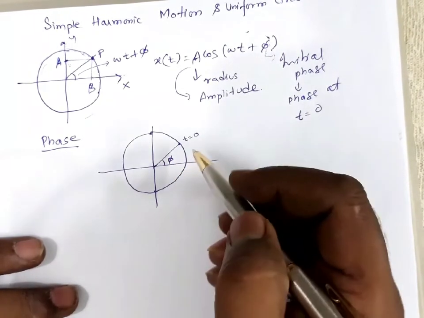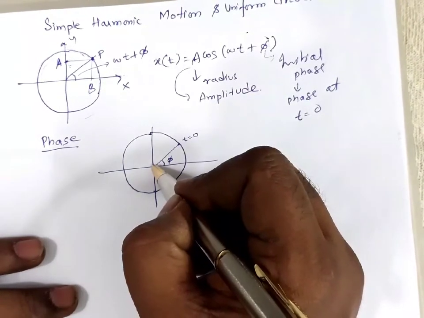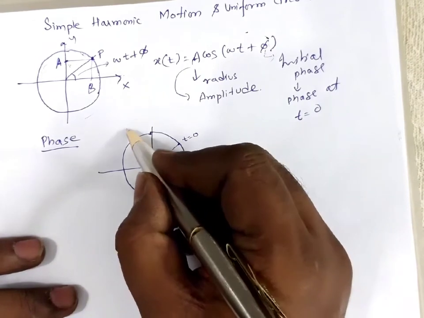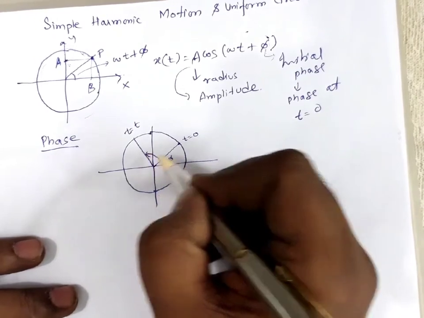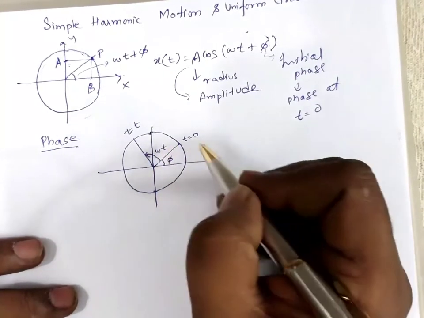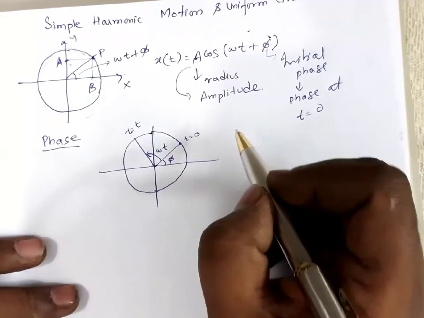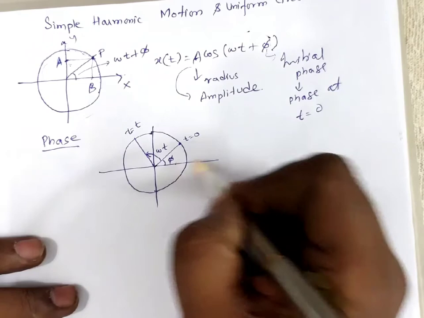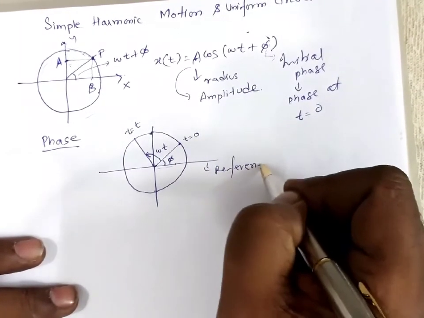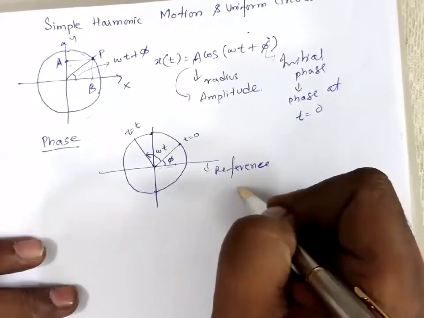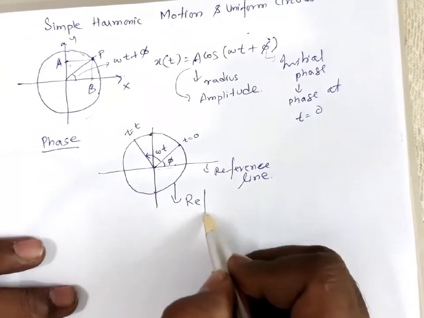Okay. Now suppose this is the position at t equal to 0. Now it goes from this position to this position at t equal to t, and suppose this additional angle is omega t. So it is moving with angular velocity omega. That means the total angle from this reference line. Now this is called the reference line, and this is called the reference circle.